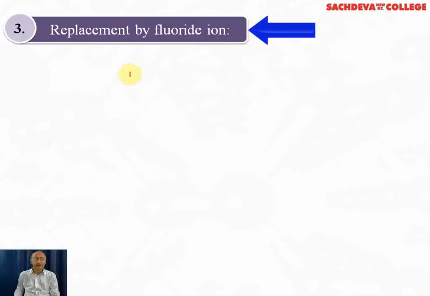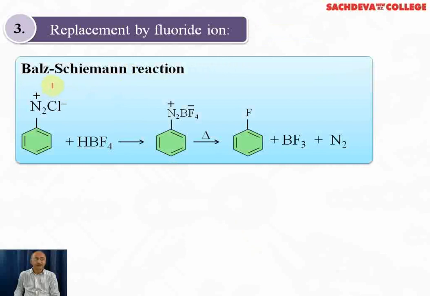Next is replacement by fluoride ion. This reaction is called Balz-Schiemann reaction. Benzene diazonium chloride will react with HBF4, fluoroboric acid, resulting in the formation of benzene diazonium tetrafluoroborate, which on heating gives fluorobenzene plus BF3 plus nitrogen. So this is the method for getting fluorobenzene from aniline. First do diazotization followed by treatment with HBF4 and then on heating we get fluorobenzene.